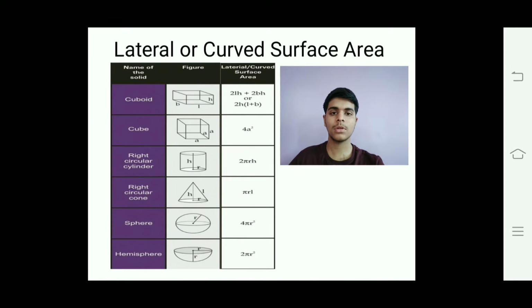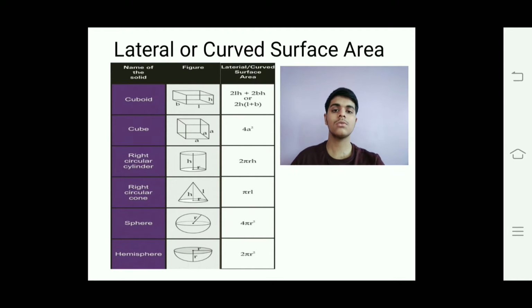Let's see a few formulas for lateral or curved surface areas of solid objects. Starting with cuboid, its lateral surface area will be 2h of L plus b, that is 2LH plus 2BH. That is the surface areas of the faces except the top and bottom one. And then cube and cylinder we have discussed. Then going ahead, for cone it will be pi r L, for sphere it will be 4 pi r square.